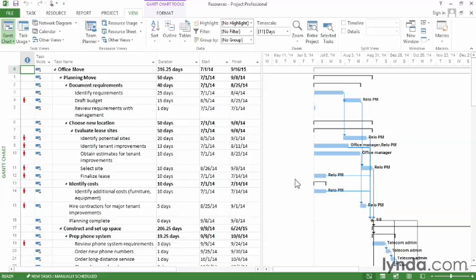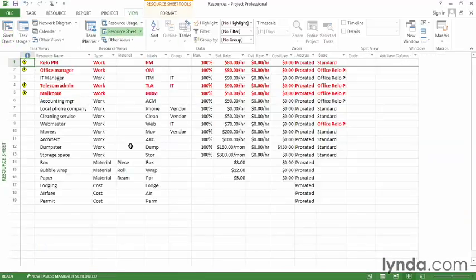Depending on the type of resource, you'll fill in different fields. Well, the best place to look at resources is the resource sheet. So on the View tab, click Resource Sheet. And you can see this project has several resources already in place. So let's look at the different types of resources you can use in a project.